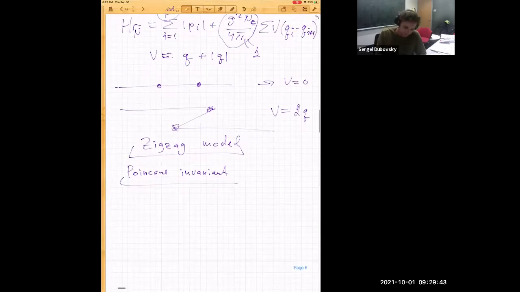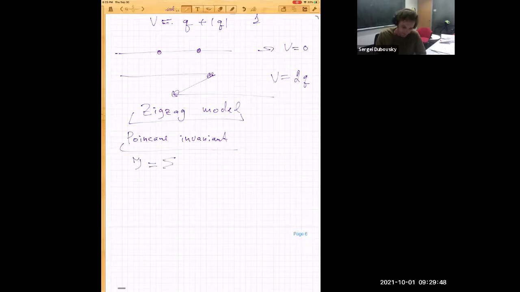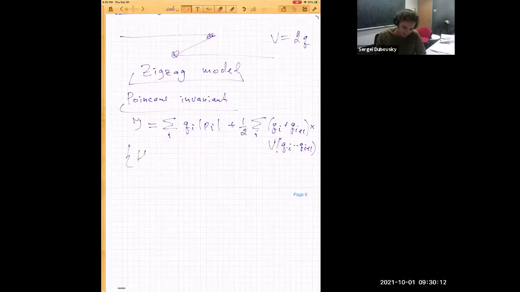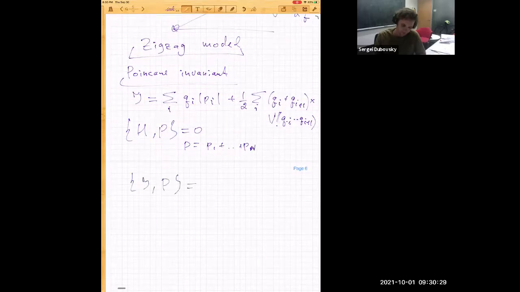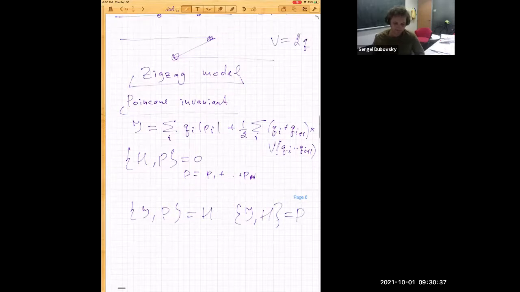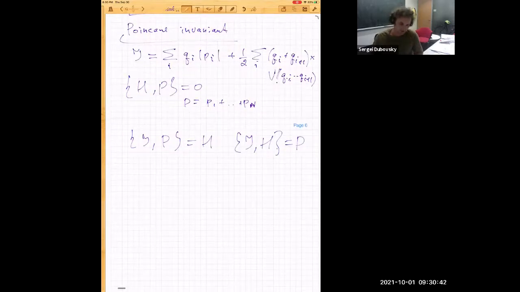And what I mean by Poincare invariance: one can write explicitly the expression for the boost operator, of this form, sum of Qi pi plus 1/2 sum over i of (Qi plus Qi+1) times this V of (Qi minus Qi+1). And then it's straightforward to check that at the level of Poisson brackets one has the Poincare algebra, where P is the usual conserved momentum, P1 plus through Pn, and J_P is equal to H, and J_H is equal to P. So this is an n-body relativistic system, which is already interesting.